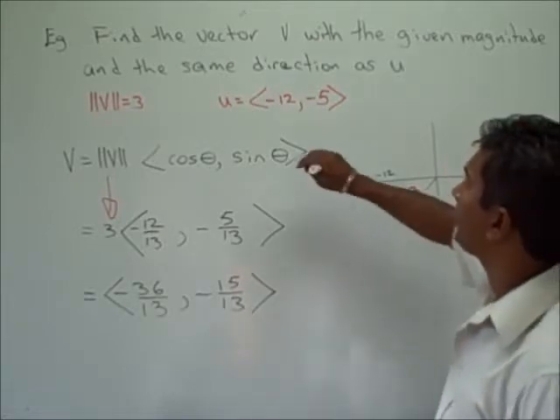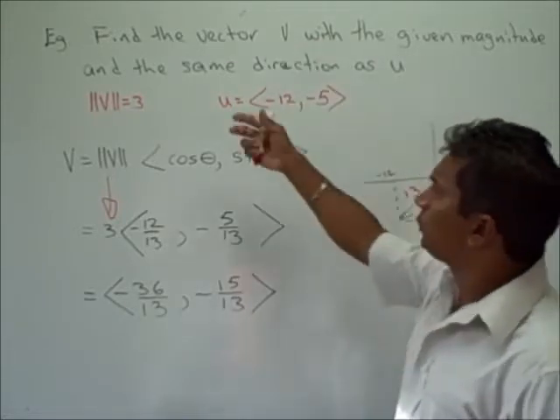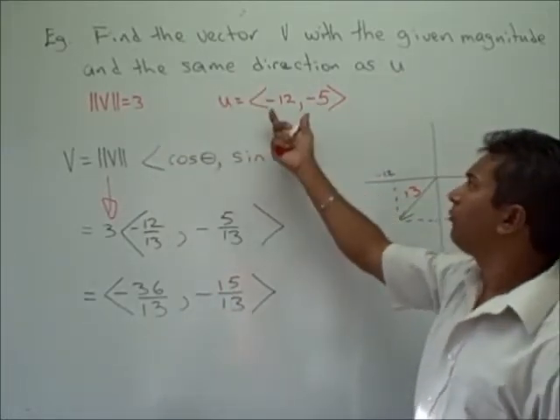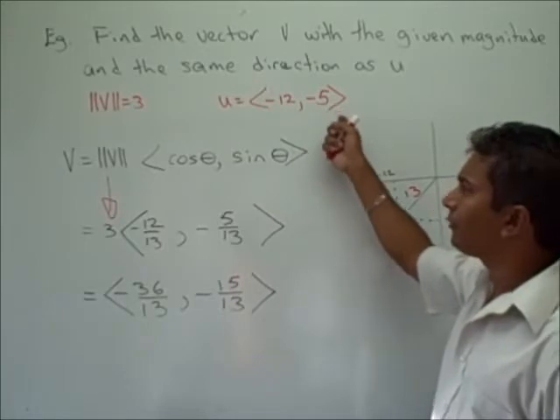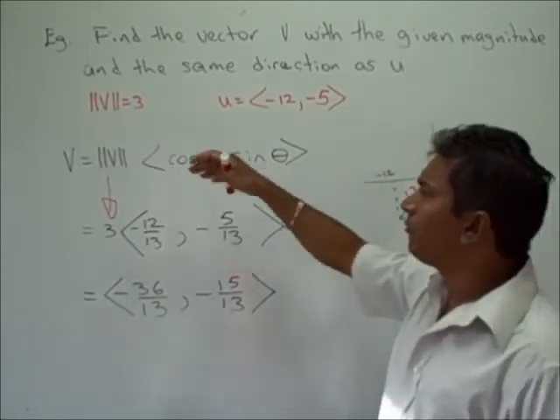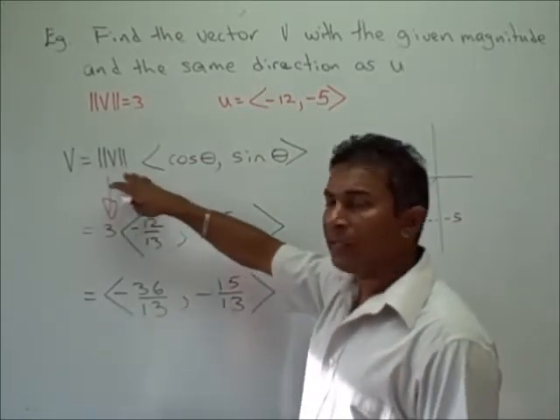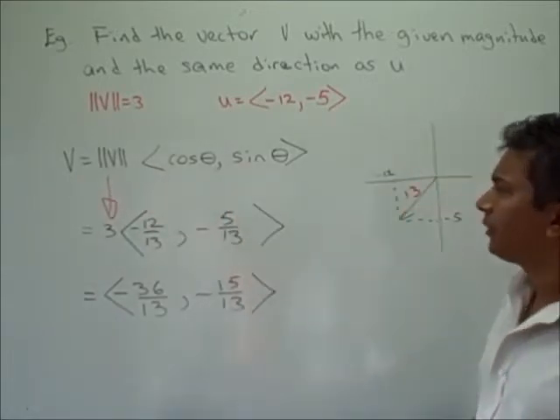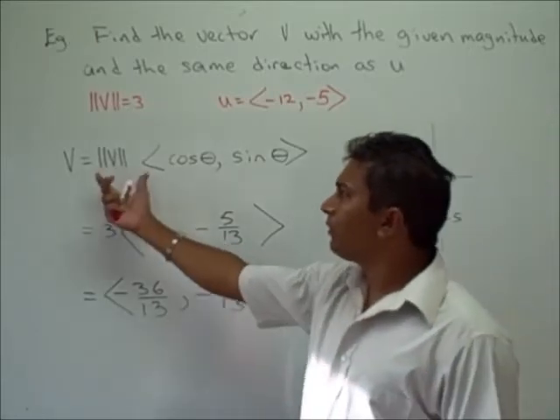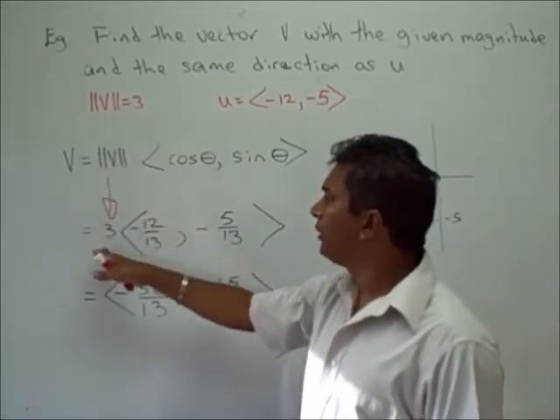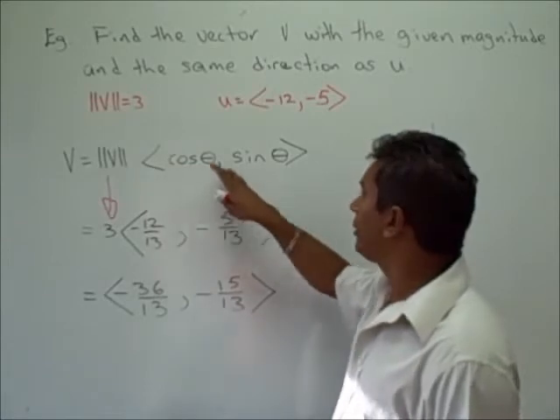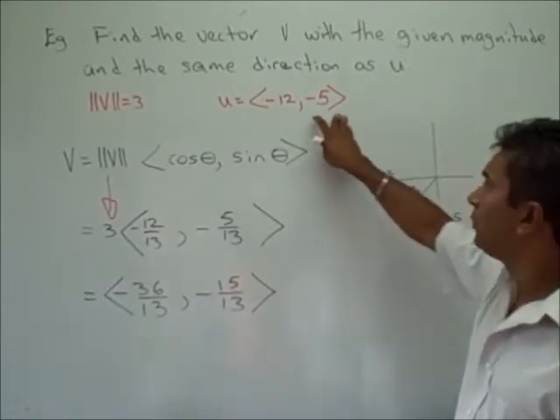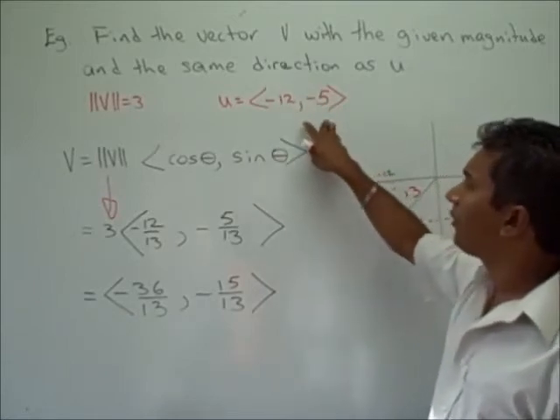Here we've been asked to find a vector v with the given magnitude of 3, and it should be in the same direction as our vector u with component form of negative 12 and negative 5. We know to find a vector v, it's equal to its magnitude times the component form cosine theta and sine theta. Here we're already given the magnitude of v, which is 3, so we're required to find cosine theta and sine theta. We know it's in the same direction as u, so we can use this information to find theta.